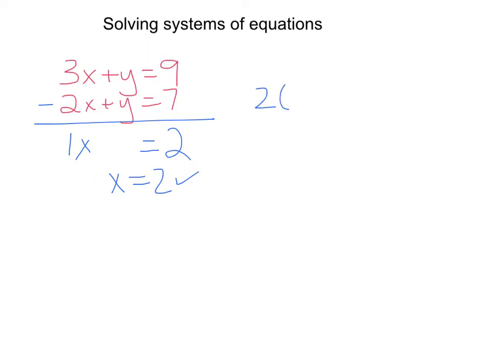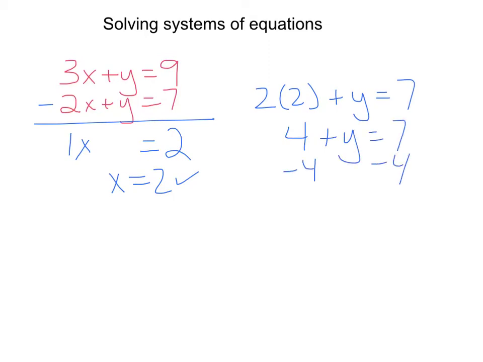So I'm going to do 2 times 2 plus y equals 7. I'm going to actually show all the work for you. If we minus 4, so y is equal to 3. So this here is our answer. We're going to leave it in an ordered pair, (2, 3).